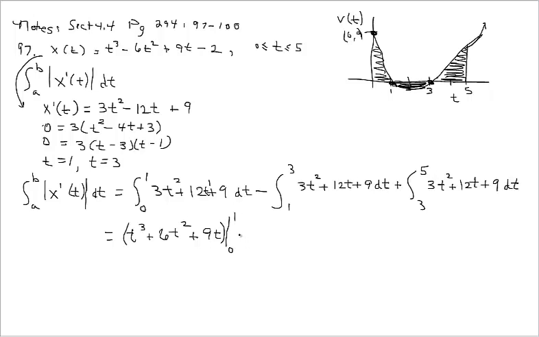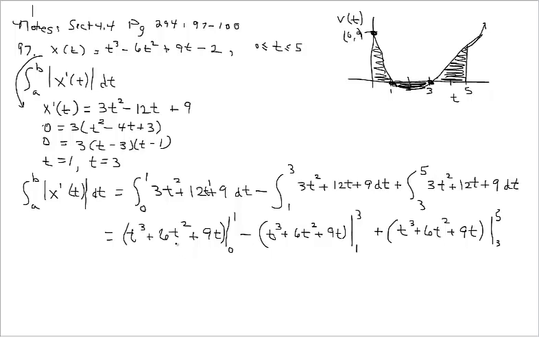So we have some work to do here. Minus, okay, so now we're going to evaluate this integral. t cubed plus 6t squared plus 9t evaluated from 1 to 3. Plus, and then the final one, but evaluated from 3 to 5. So a lot of calculations to be performed here.